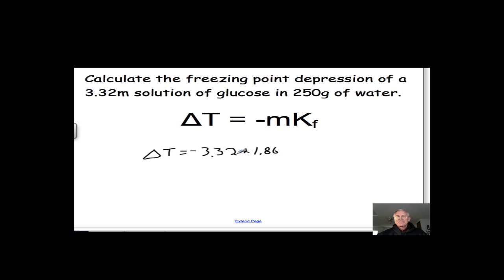degrees C per molality. Molality cancels. And when we multiply this, we get a freezing point change of negative 6.18 degrees C. Since water normally freezes at 0 degrees C, now the new temperature at which it would freeze would be negative 6.18 degrees C.